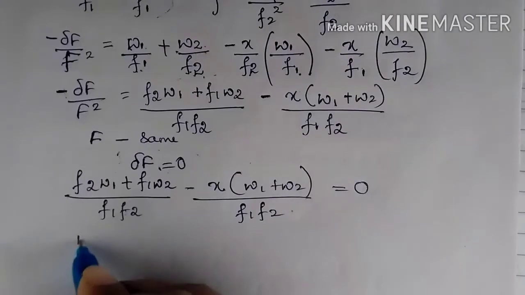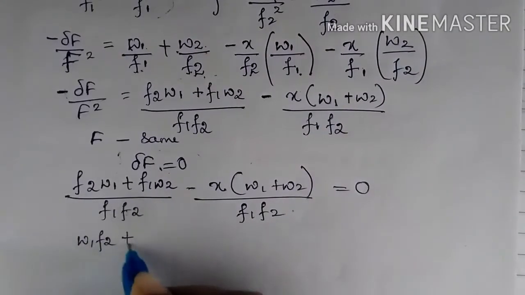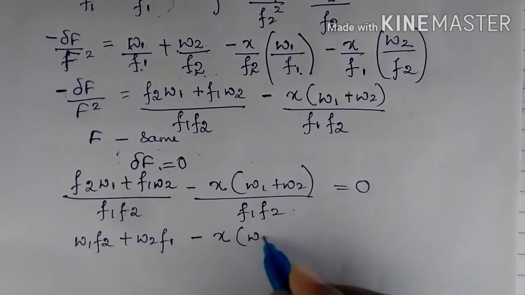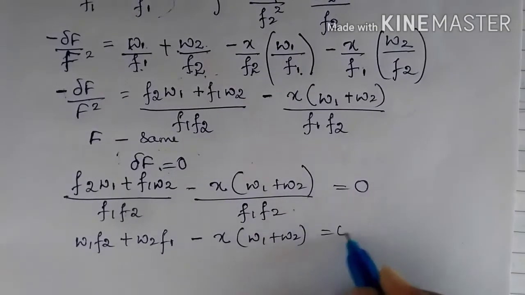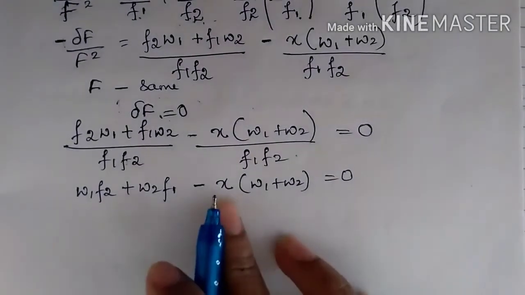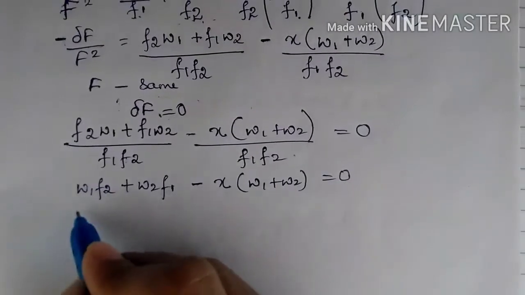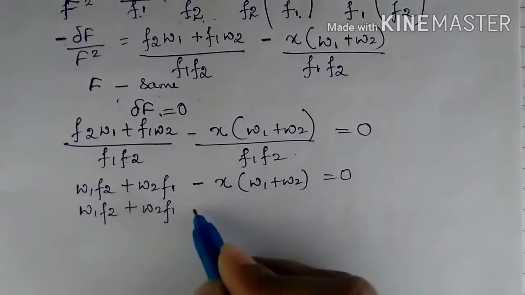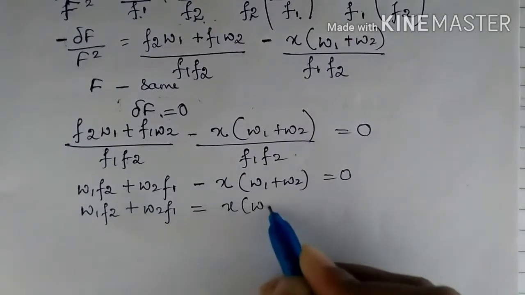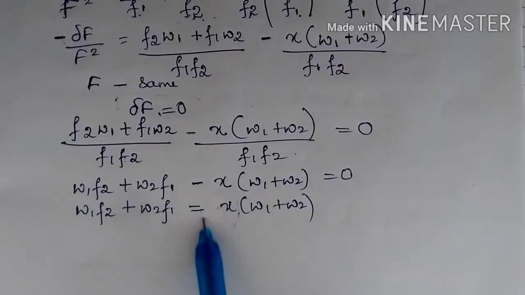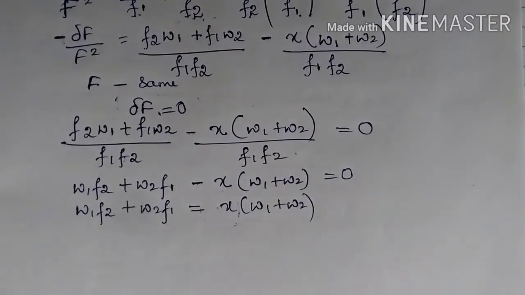So what will be left is omega 1 f2 plus omega 2 f1 minus x into omega 1 plus omega 2 is equal to 0. Now here there is a negative sign, so send this to the right hand side. Omega 1 f2 plus omega 2 f1 is equal to x into omega 1 plus omega 2. Now what we want is the distance between the two thin lenses. So here x gives the distance.